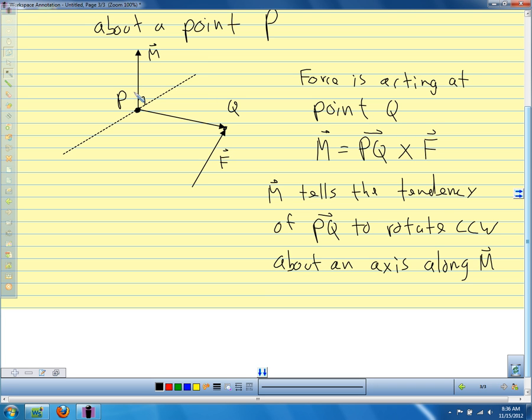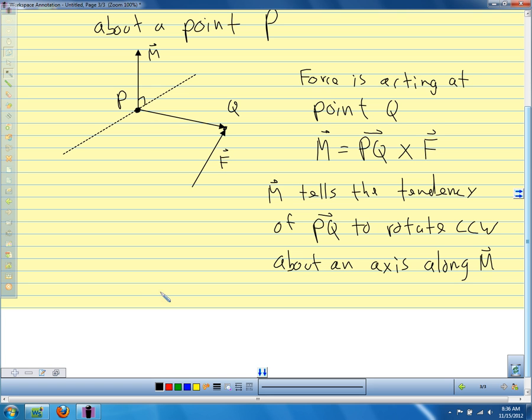So PQ cross F, and our thumb points in the direction of the torque. If we think of our fingers pointing in the direction of PQ, and we're crossing our fingers onto the force F, which is pointing in the direction of our palm, our thumb is going to point upwards, and our torque is going to be upwards. So this vector PQ is going to tend to rotate counterclockwise around M. If the vector points down, it's going to rotate clockwise.